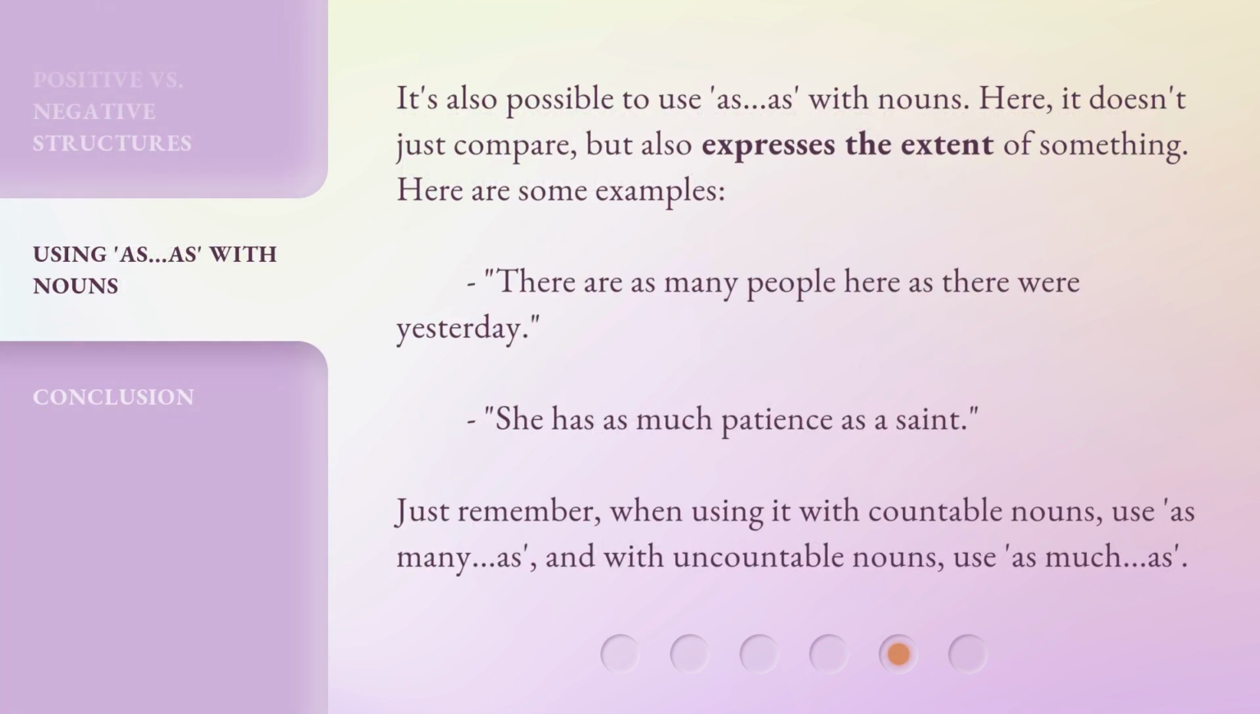It's also possible to use "as...as" with nouns. Here, it doesn't just compare, but also expresses the extent of something. Here are some examples. There are as many people here as there were yesterday. She has as much patience as a saint. Just remember, when using it with countable nouns, use as many, and with uncountable nouns, use as much.